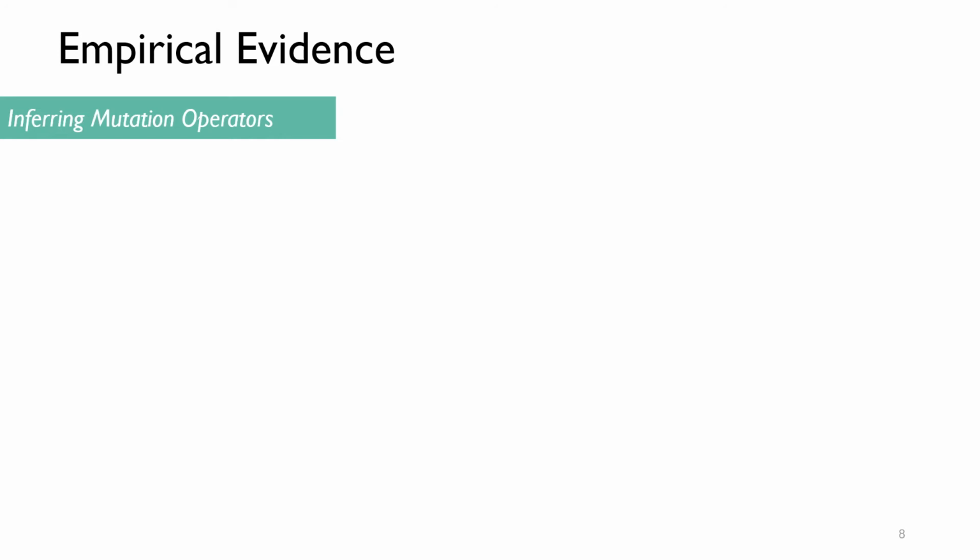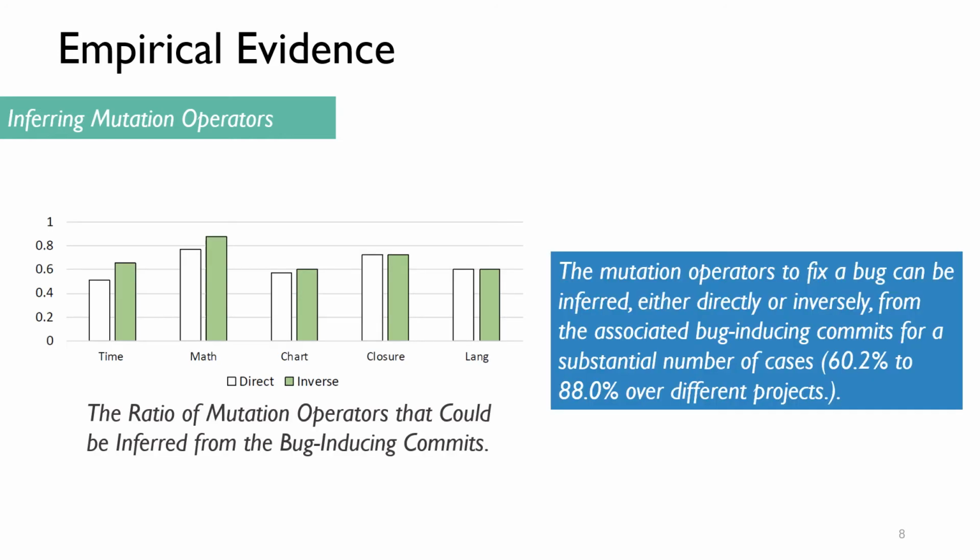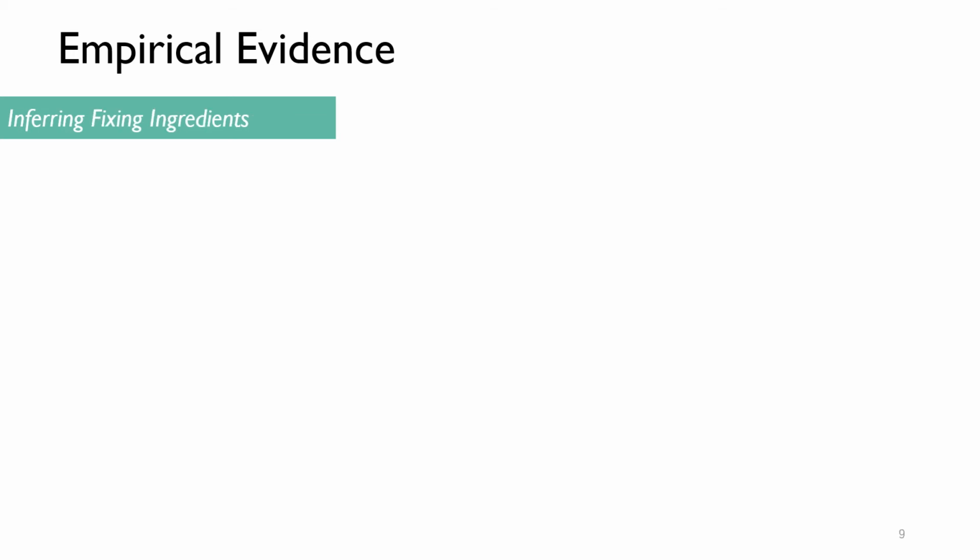We first compared the mutation operators, and from the results we can see that the mutation operators to fix a bug can be inferred either directly or inversely from the associated bug-inducing commits for a substantial number of the cases, which ranges from 60.2% to 88% over different projects.